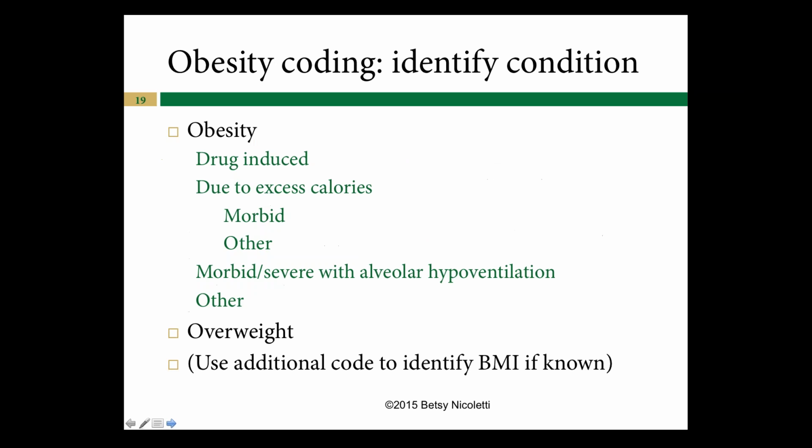Now switching gears to another condition, obesity. Obesity doesn't change too much. We have a little bit of different wording in ICD-10, but here are the distinctions. Obesity that is drug-induced, due to excess calories, morbid or other, and then morbid/severe with hypoventilation syndrome, overweight, and then it gives us this note, use an additional code to identify BMI if known. And I'm going to talk about that again in a minute.